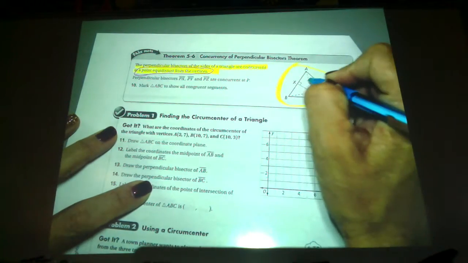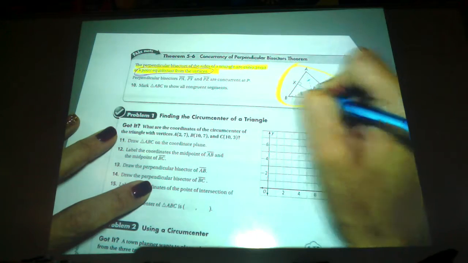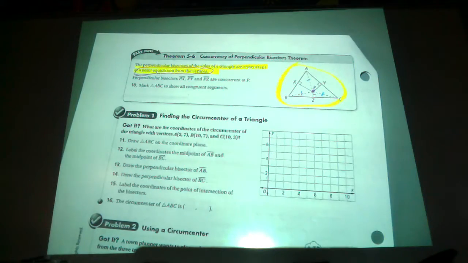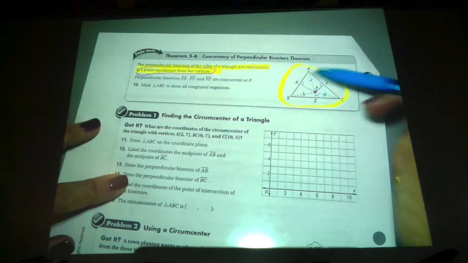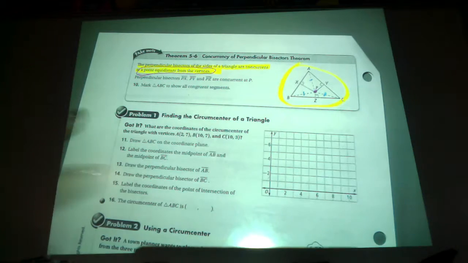When this happens, this distance, and this distance, not the part of the perpendicular bisectors, but the distance that this point P, the point of concurrency, is from each of the vertices is equidistant. So we can use that to help us solve things in triangles.